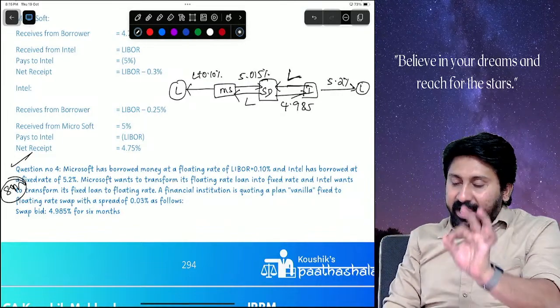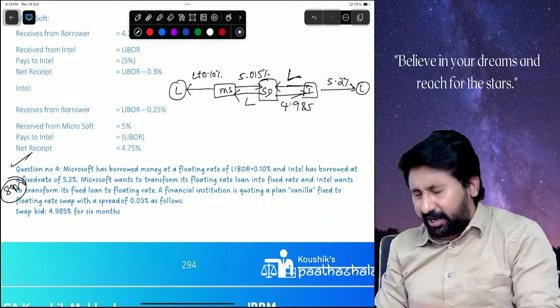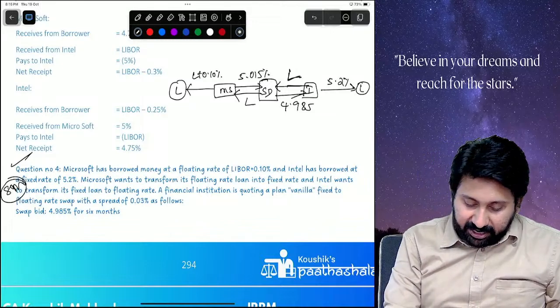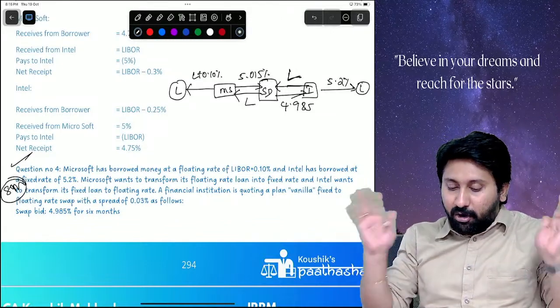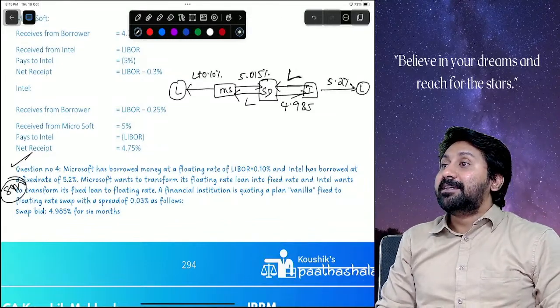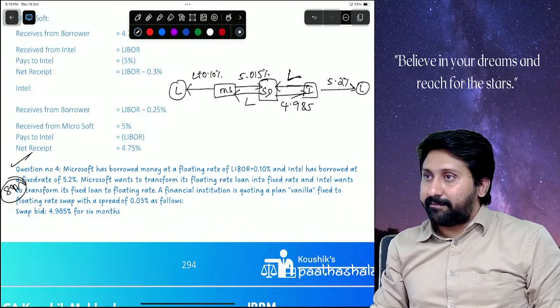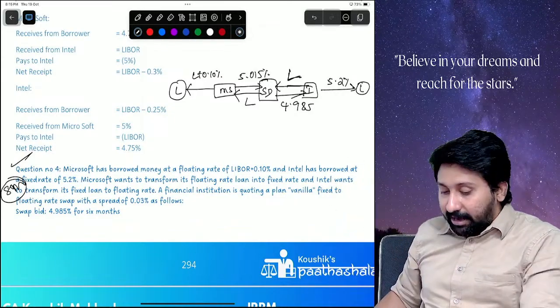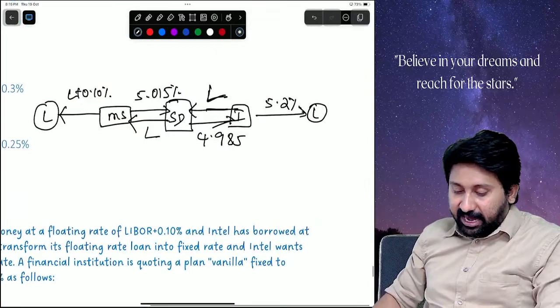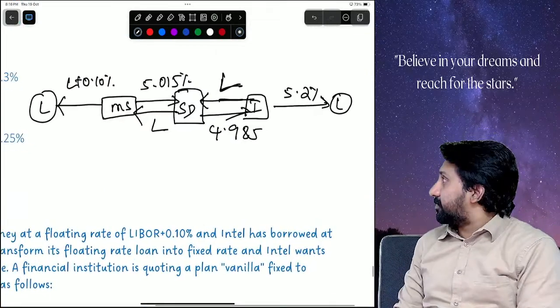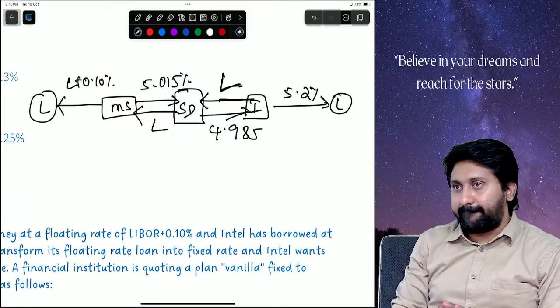4.985. Sir, I am paying in Libor means I am receiving the floating. Sorry, fixed. How much is the fixed rate? 4.985. Here, how many transactions are created totally? 6 transactions are created. Okay? I will re-explain one last time for everyone's clarity. See the diagram first. If you have any doubts, you can ask.